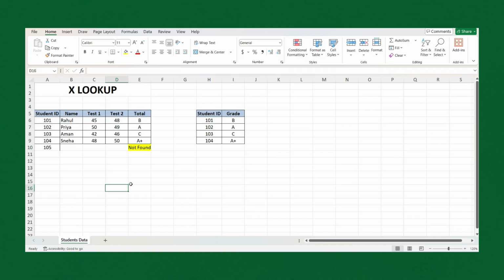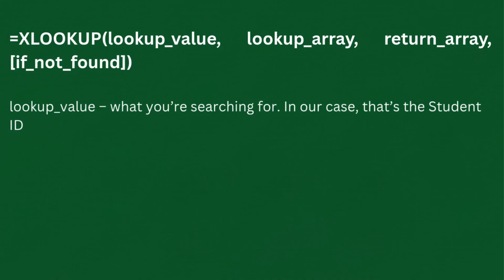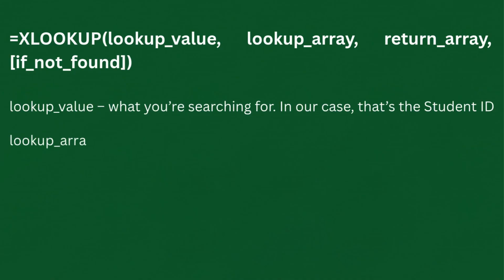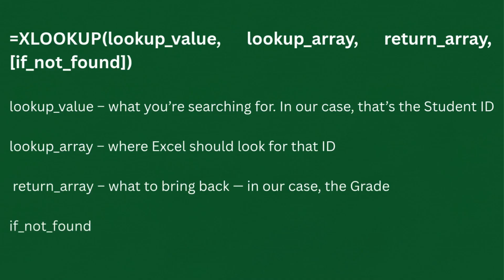Now let's break down the formula to understand it clearly. Lookup value, what you're searching for. In our case, that's the student ID. Lookup array, where Excel should look for that ID. Return array, what to bring back, in our case, the grade. If not found, what to show if the ID isn't found, like "not found".